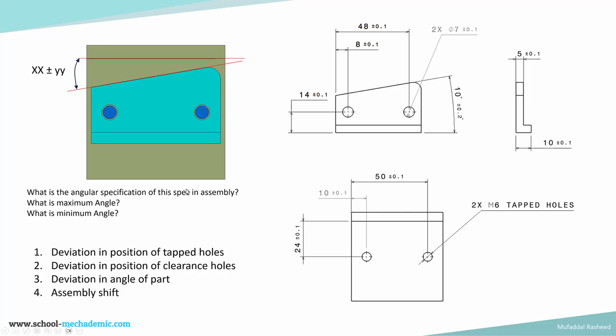And finally the deviation due to assembly shift. When we are assembling a part using clearance holes, as you can see, there is clearance between the bolt shank and the clearance hole. That clearance will cause assembly shift. So considering worst case assembly shift, what is the worst case deviation which we can have in the angle? That's what we will find out.